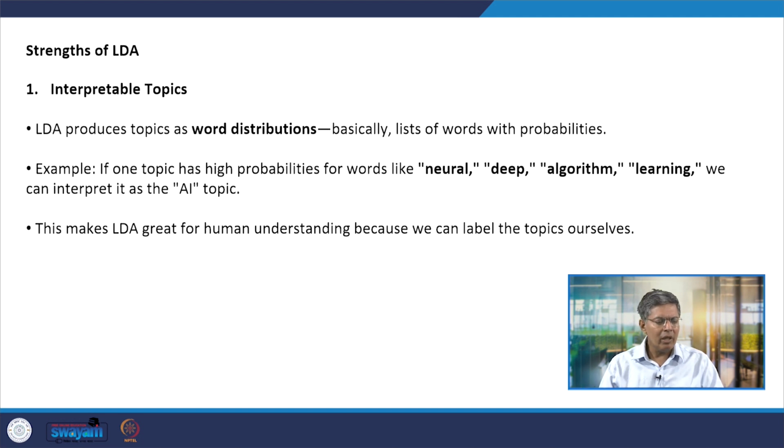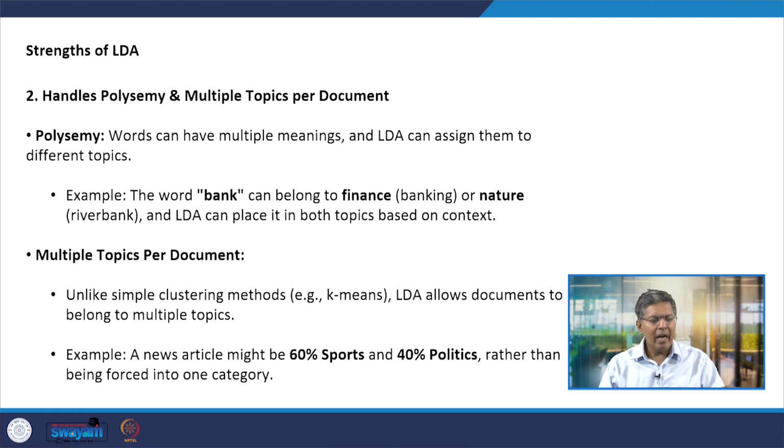Interpretable topics. LDA produces topics as word distributions, basically lists of words with probabilities. So, if one topic has high probability for words like neural, deep, algorithm, learning, we can interpret it as an AI topic. This makes human understanding much easier and better, because we can label the topic ourselves later. Okay. It handles polysemy and multiple topics per document.